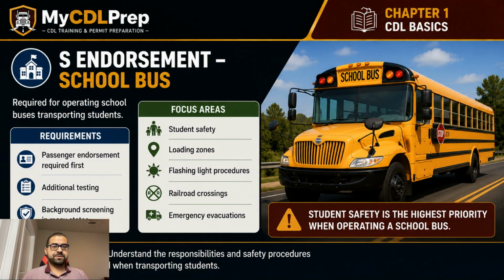The S endorsement is for school buses, required for operating school buses transporting students. Requirements: you've got to have a passenger endorsement first. Additional testing, background screening in many states, and fingerprinting. The areas of focus are student safety, loading zones, flashing light procedures, railroad crossings, and emergency evacuations. Student safety is the highest priority when operating a school bus.